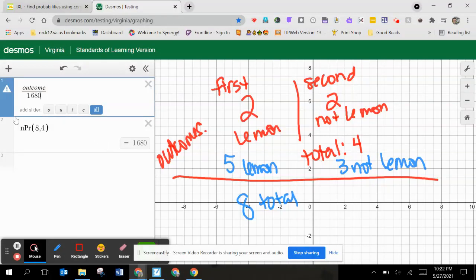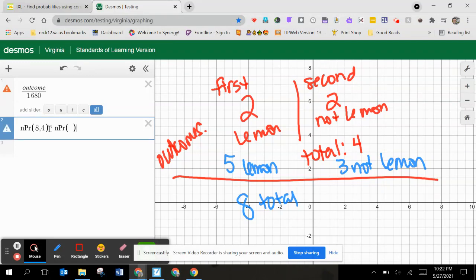Now we need to figure out the outcomes. We've got 2 different scenarios that need to happen at the same time. So like we did in the previous one, we're going to have 2 permutations that we have to find here. The first one is going to be for the lemon. Now we have 5 lemon drinks total that we're choosing from, but the first 2 have to be lemon. So 5, and I need to get 2 of them. So how many different ways can that order take place?